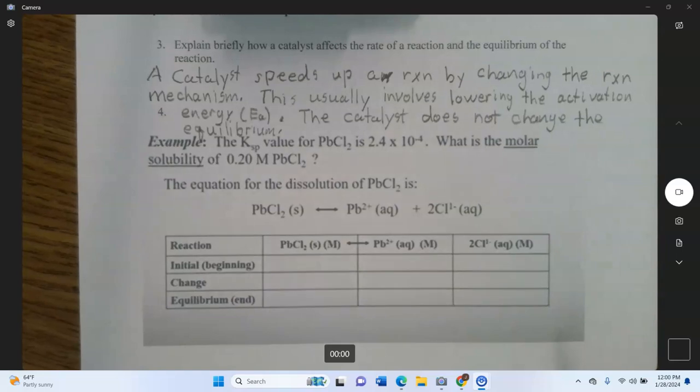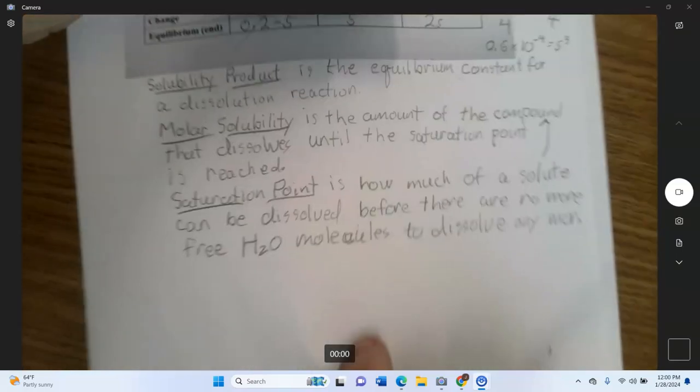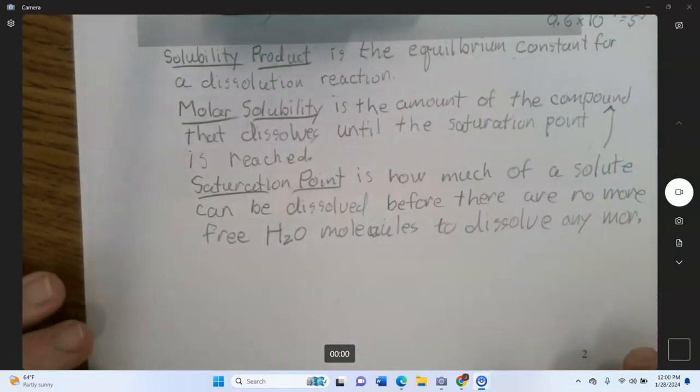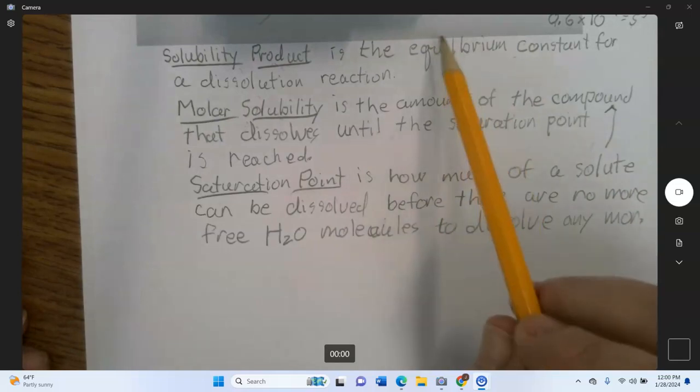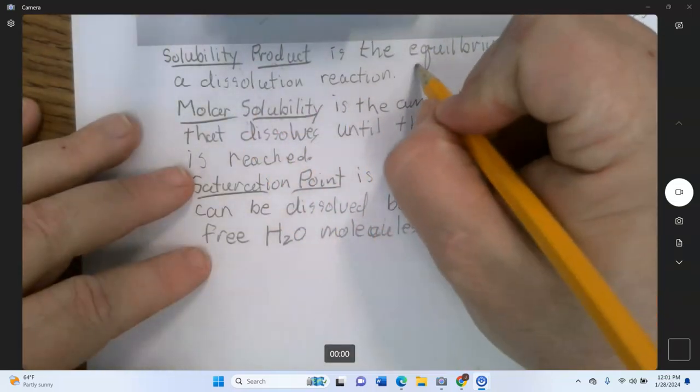Now, there was an error in the video, so let's define a few points here. There was an error in the lecture video. All right. So let's define what solubility product is. It is the equilibrium constant for a dissolution reaction. So it's Ksp.